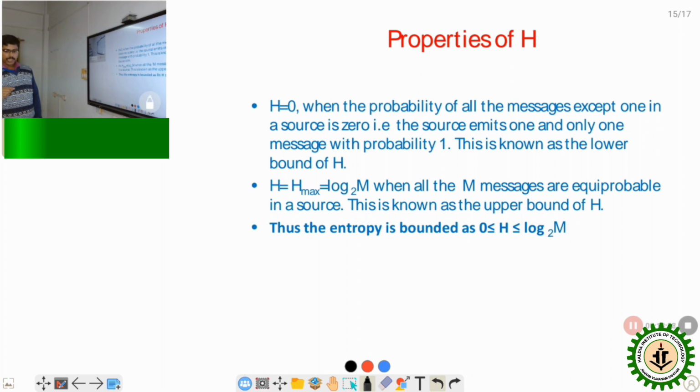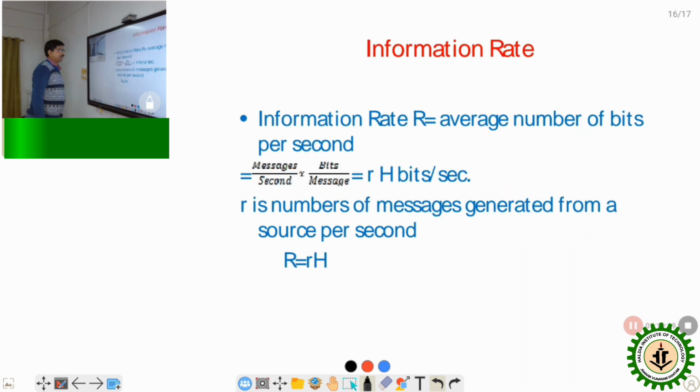And if m equally probable events are generated from a source, the maximum entropy we get is log m to the base 2. So we can say that the entropy value is bounded: it is less than or equal to log m to the base 2 and greater than or equal to 0. Log m to the base 2 is the upper bound and 0 is the lower bound. Within that range we get the entropy of a particular source.